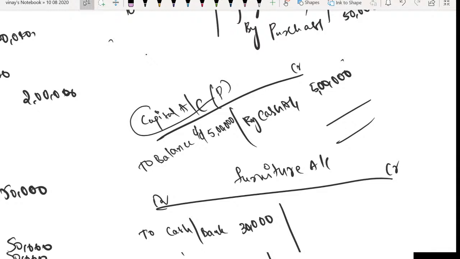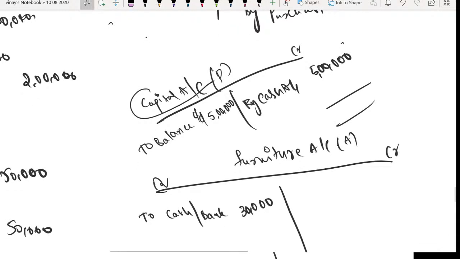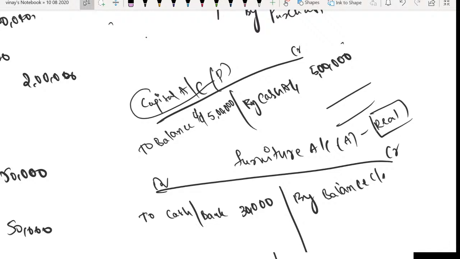Then the furniture is an asset, so a real account. So then you can balance it. So by balance carried down 30,000.